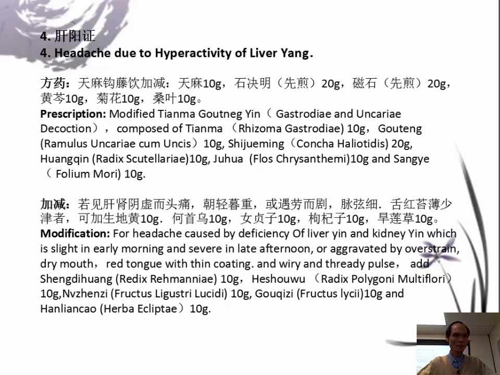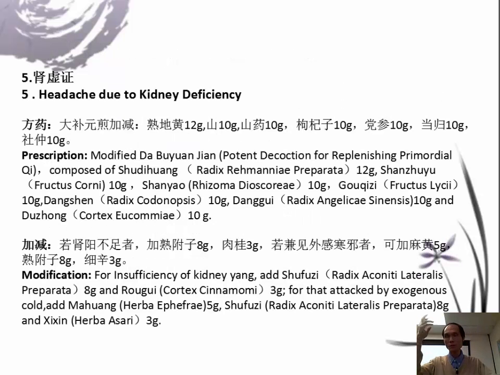And for the disease caused by hyperactivity of liver yang, we have a formula called 天麻钩藤饮. 天麻 itself is very famous. You know, in Hong Kong, many housewives like to use 天麻 whenever they get a headache. Yeah, 天麻, 川芎, and also 白芷, and then they boil them with fish head soup. And after they drink that, they will get rid of their headache because of the wind.